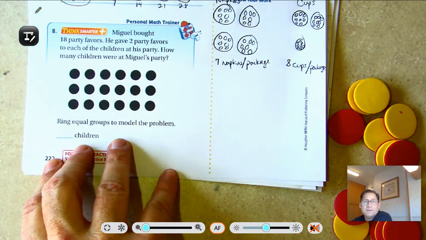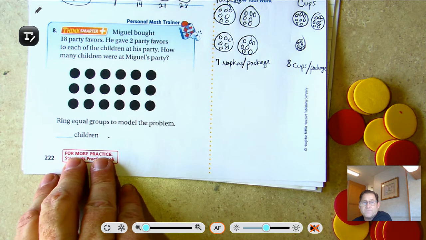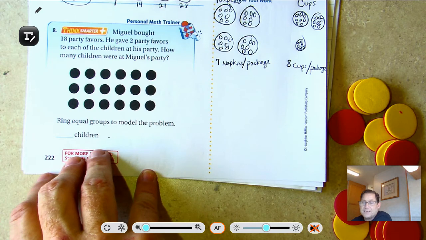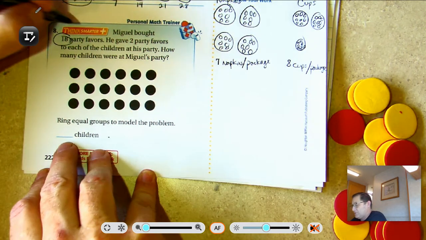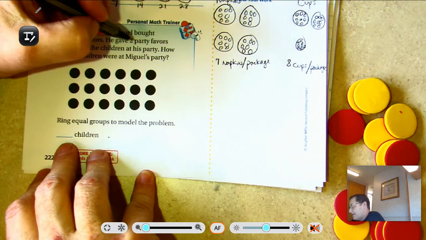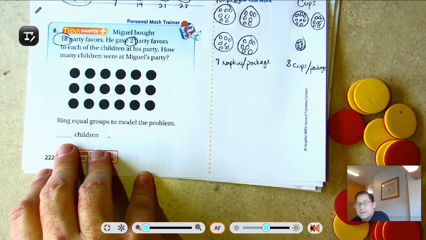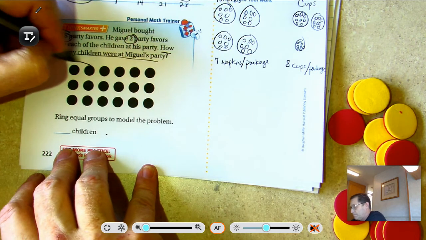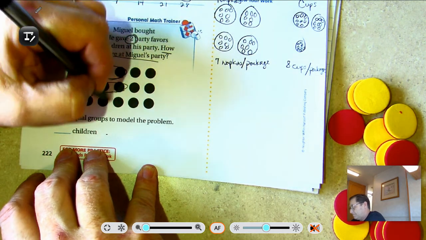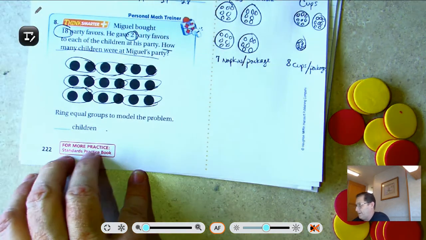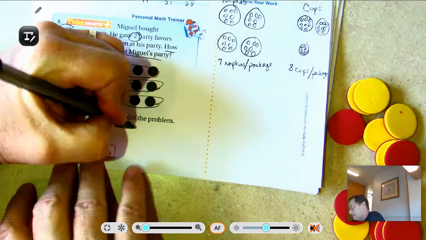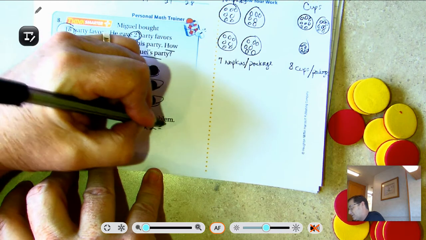And number 8. Miguel bought 18 party favors. He gave 2 party favors to each of the children at his party. How many children were at Miguel's party? Okay, so this is like the dog treat question. So we have 18 total party favors to share. Each child at the party gets 2 of the party favors. And how many children were at Miguel's party? So all we have to do is circle groups of 2. All right, so there's 3, 6, 9 children. 9 children times 2 party favors each equals 18.